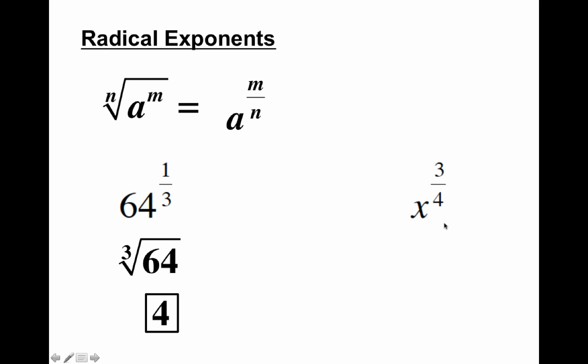This one can be rewritten. Since the bottom number is a 4, that's telling you the root number. The bottom number is the root number. So the 4 is going to go in front. And then it's x to the third power inside.